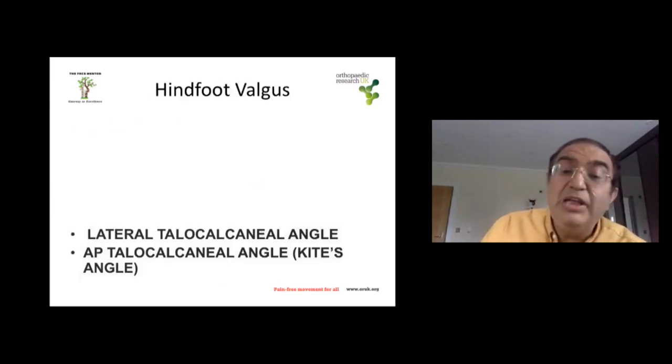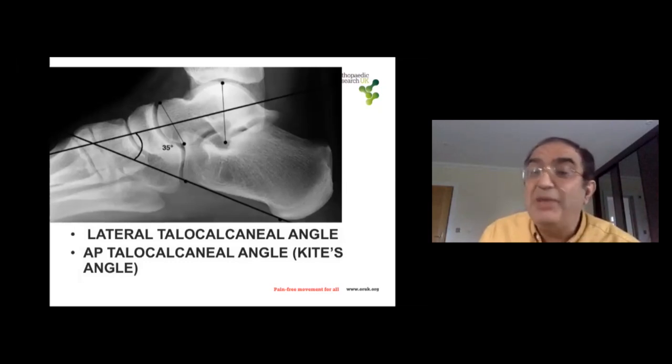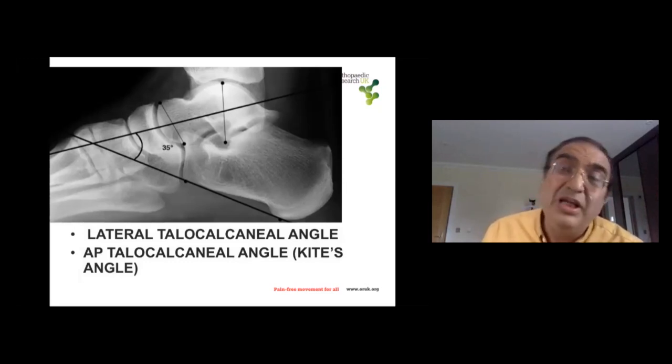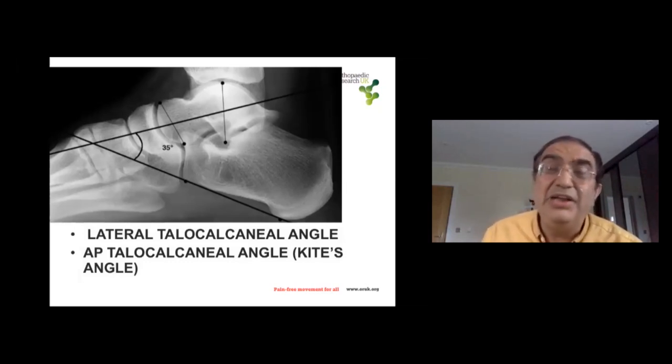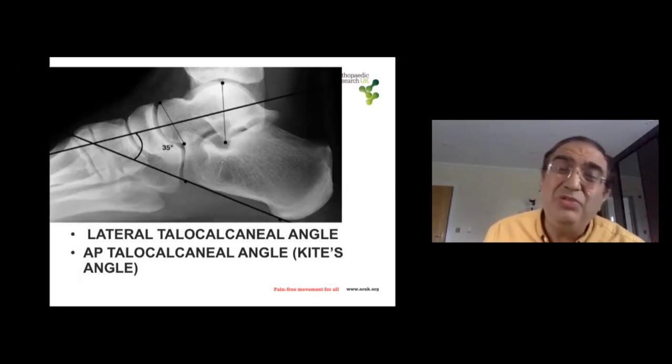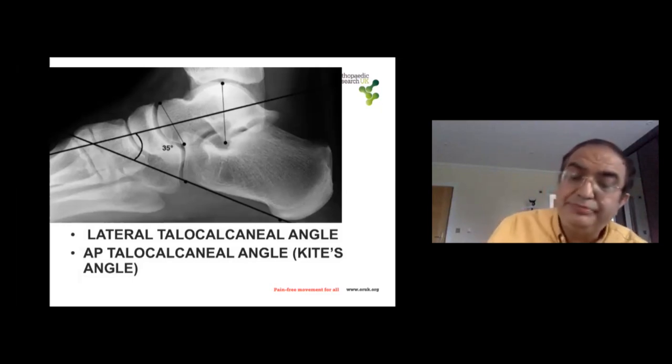Then the hindfoot valgus is assessed by the talocalcaneal angle. You know, Kite is the one who described the talocalcaneal angle in the AP view. But you know, it's very difficult to demonstrate talus and calcaneum in the AP view. So it's better to measure it in the lateral view. And so again, normally it's between 25 and 45. If it's increased, then it's a valgus foot. And if it's decreased, it's a varus foot.